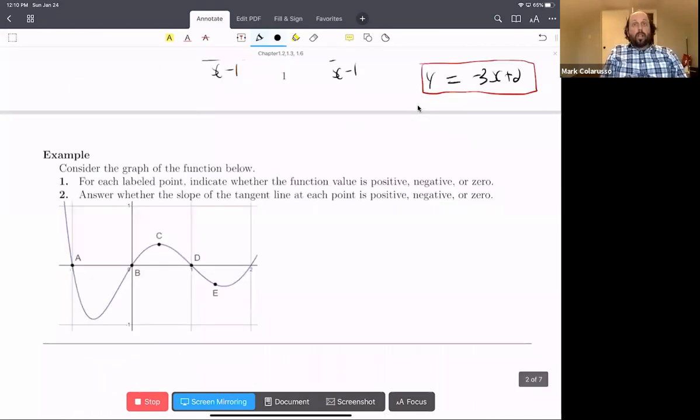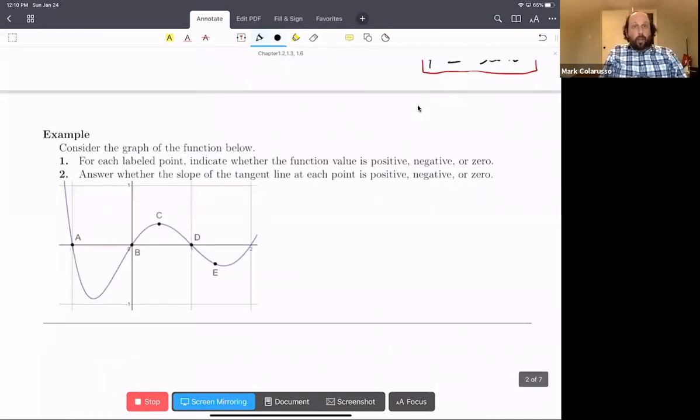Okay, so this next example is kind of a nice qualitative example. It's striving for us to separate two ideas. So we have different notions. People tend to confuse when the tangent line is positive versus when the function line is positive. And when the tangent line has a negative slope versus when the function has a negative value. So this example is trying to get you to take apart these two different ideas.